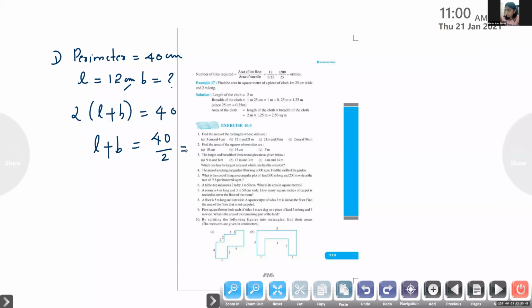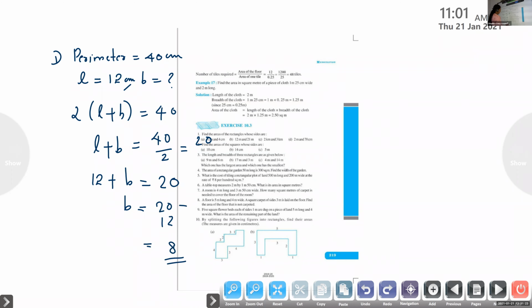Can you hear me? Yes, ma'am. What is 40 by 2, children? 20. That is length plus breadth. Ma'am, which question is this? So, length is 12, and breadth we don't know. But the answer we know, it is 20. So, what is breadth? 12 plus what is 20? 8. So 20 minus 12 equal to 8.